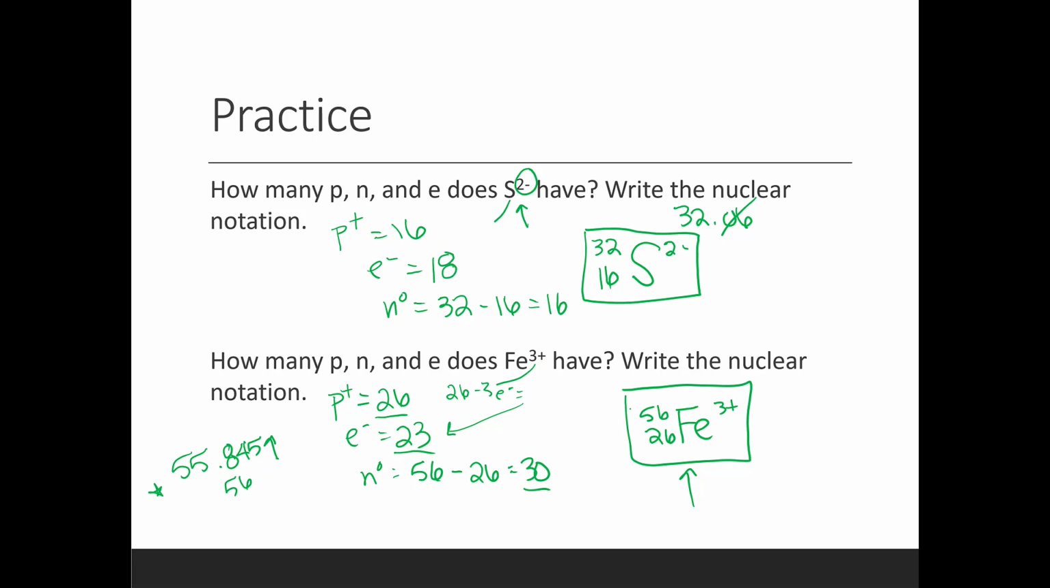That is all I have for you. Good luck on that protons, neutrons, and electrons chart. Make sure that you are very careful with your charges and your subtracting. That is going to be a killer. And email me if you have any questions.